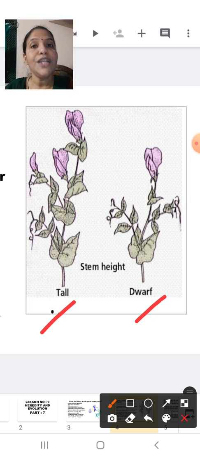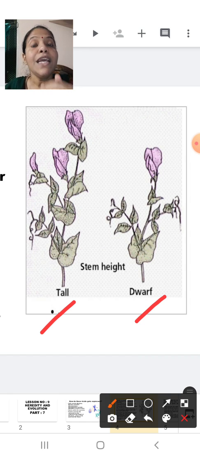So if the gene is very much functional, it will produce a large amount of enzymes. And if it produces a large amount of enzyme, the enzyme in turn will produce a large amount of hormone. And if there is ample amount of hormone, definitely the plant will keep on growing tall.